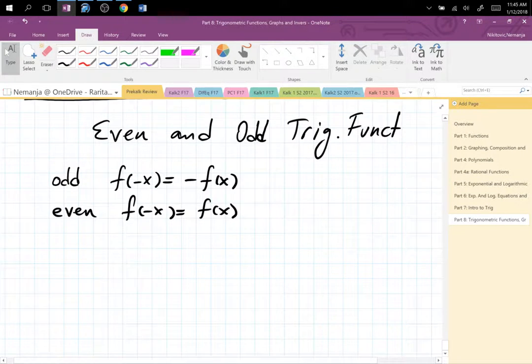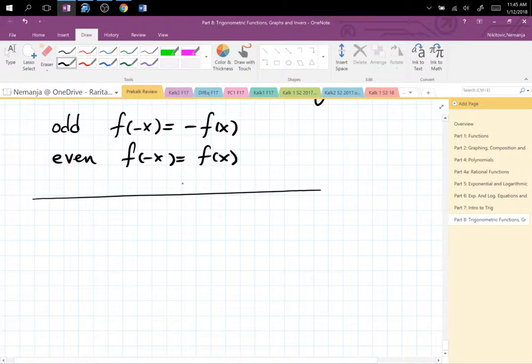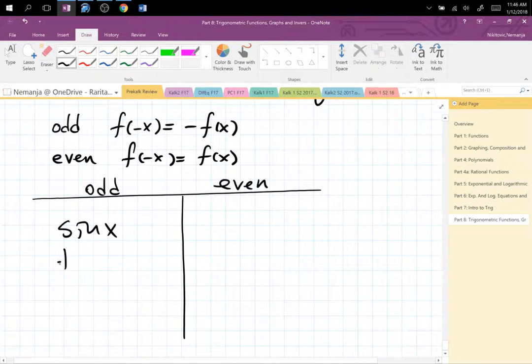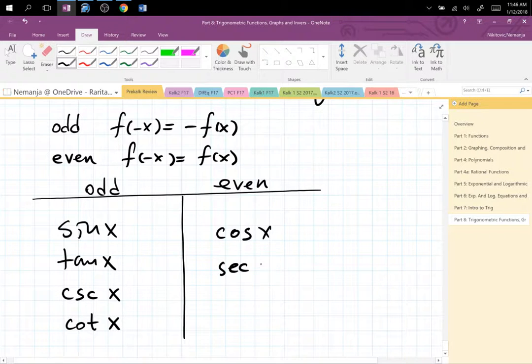So now, if we make the category over here for even functions and odd functions. Here's the odd part, and here's the even pile. In the odd, you have your sine x, tangent x, cosecant x, and cotangent x. And in the even part, all you have is cosine x and secant x. So this is the way they split on even and odd functions.